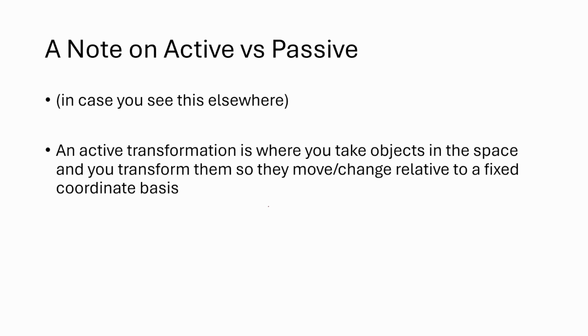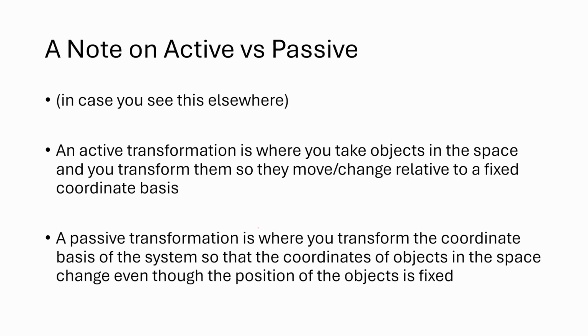an active transformation and a passive transformation are two different perspectives on what a transformation can be. An active transformation takes an object in the space and transforms it relative to the coordinates. So that would be like in the triangle example from the previous video, I performed an active transformation on that triangle. The coordinates stayed the same and the triangle became transformed.